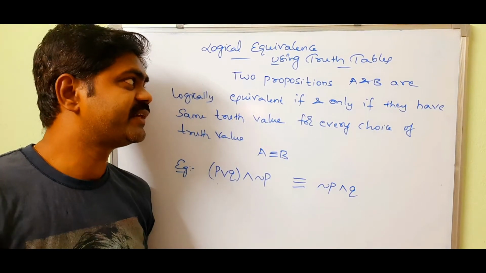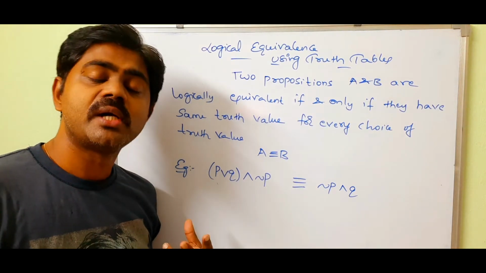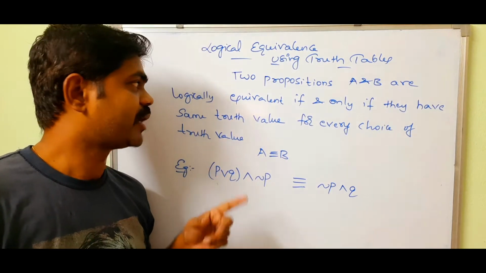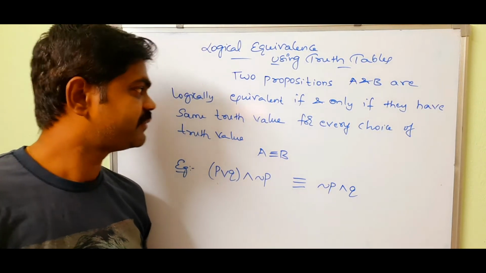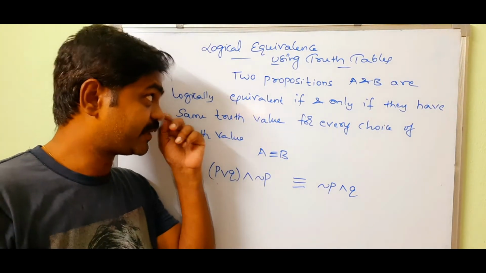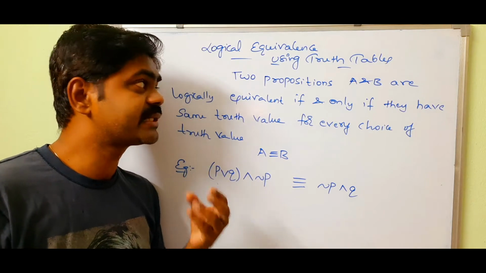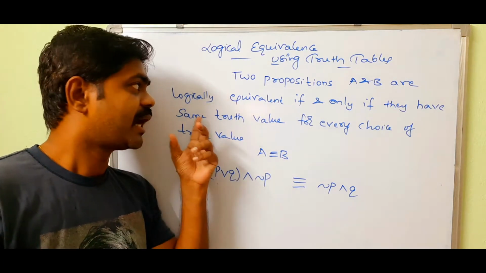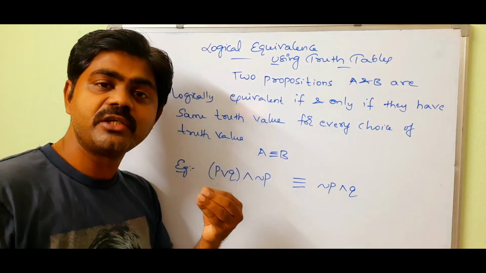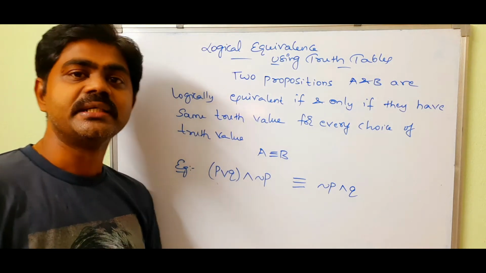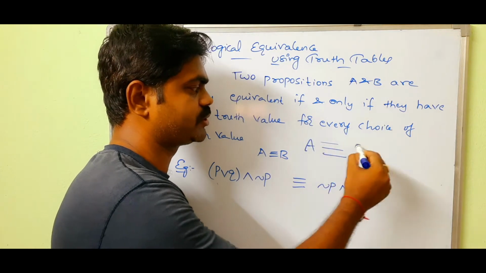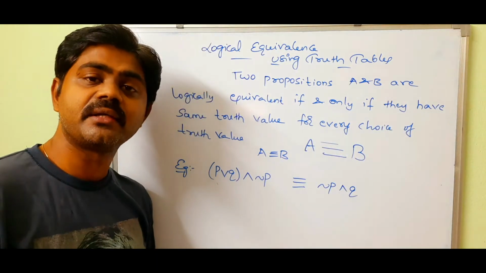So what is logical equivalence here? Let A and B be two propositions. Two propositions A and B are logically equivalent if and only if they have the same truth value for every choice of truth values. So when will we say that? If and only if they have the same truth value for every choice of truth values. So the symbol is this one: A is logically equivalent to B.